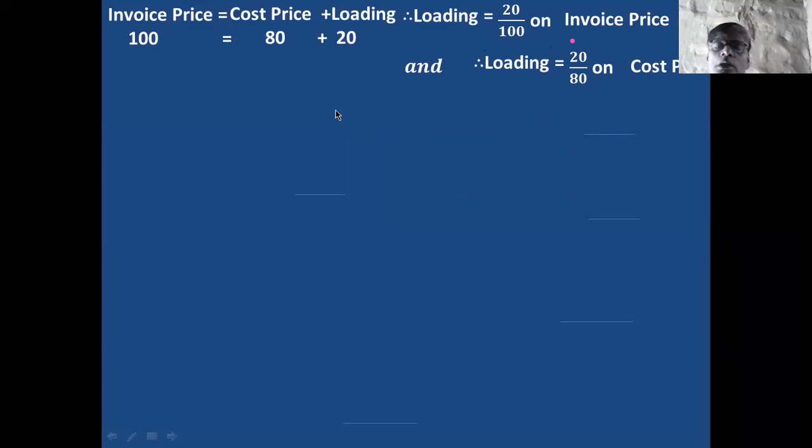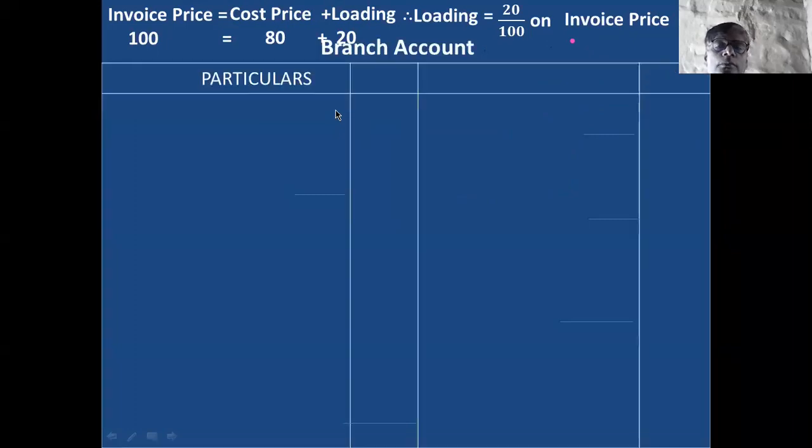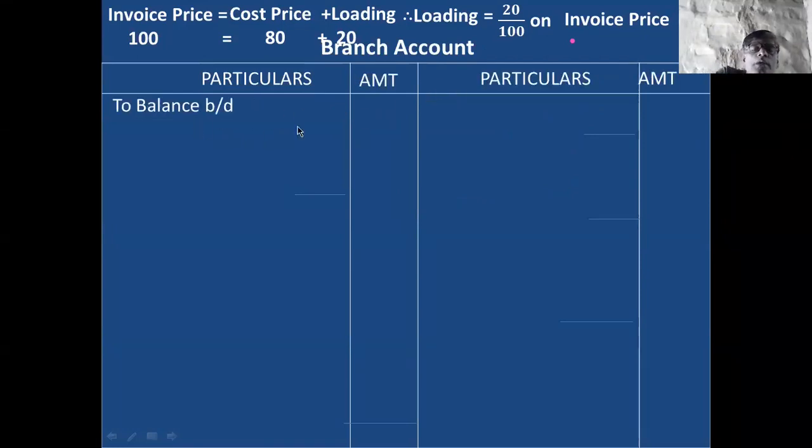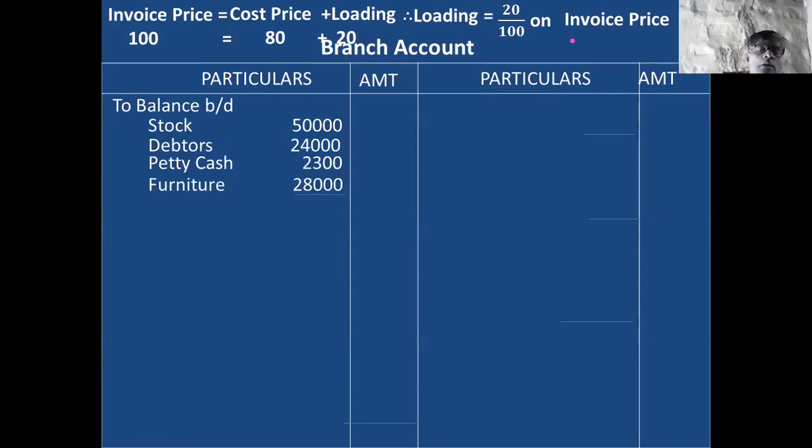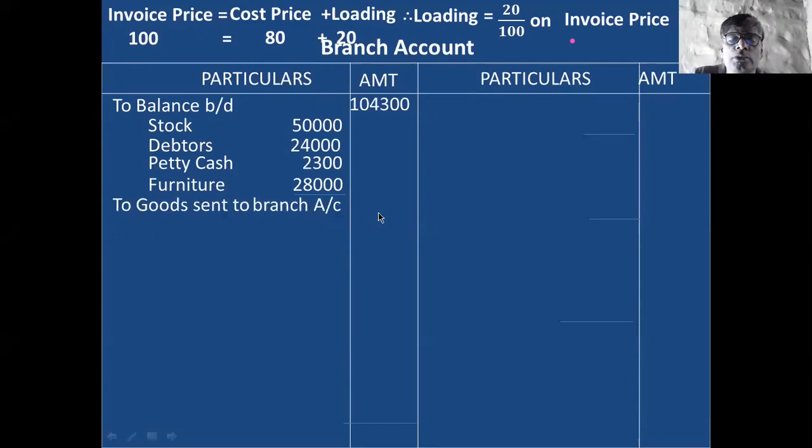Now you see the branch account. This is the branch account. In the branch account, two balance brought down. Stock is there, debtors is there, petty cash is there. Then furniture is 28,000. These are the assets. 1,04,300 total. Second item, goods sent to branch, 4,04,000.